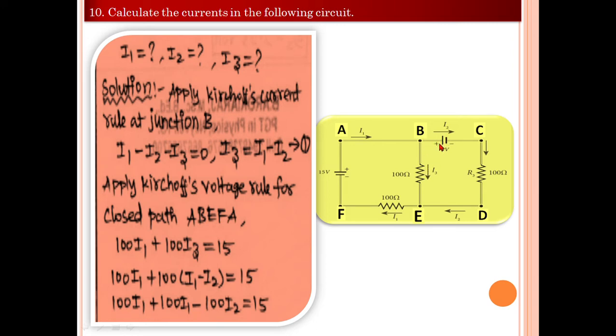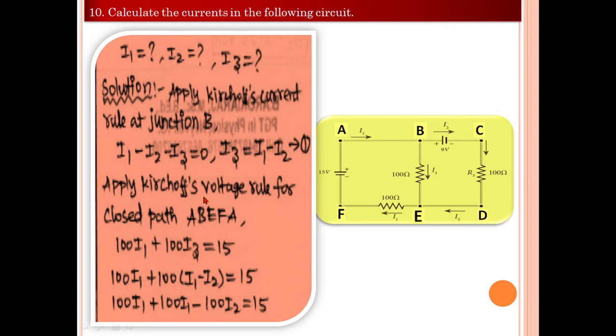The algebraic sum of the currents meeting at any junction in a circuit is 0. This is the first law of Kirchhoff. Here, I1 has a positive sign, and I2 and I3 have negative signs because I2 and I3 are leaving junction B. So the equation is I1 minus I2 minus I3 is equal to 0. Rearranging, I3 is equal to I1 minus I2. This is the first equation.